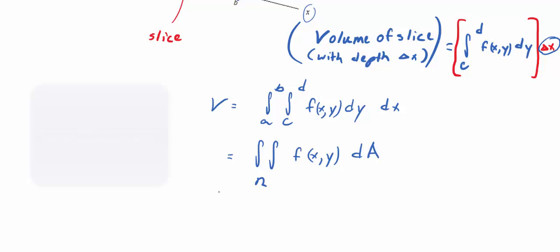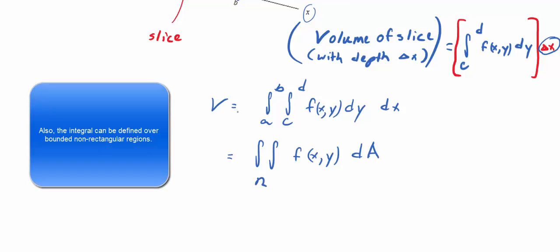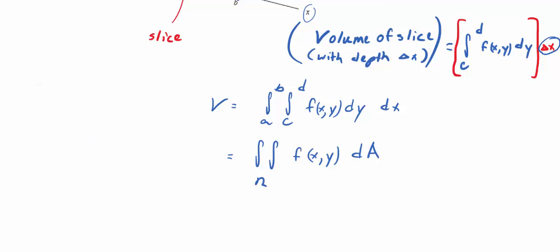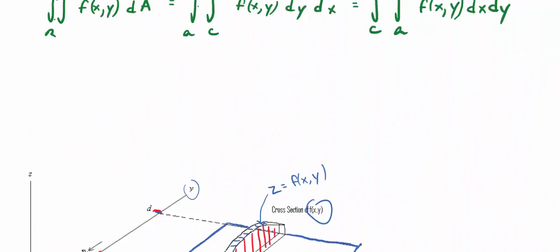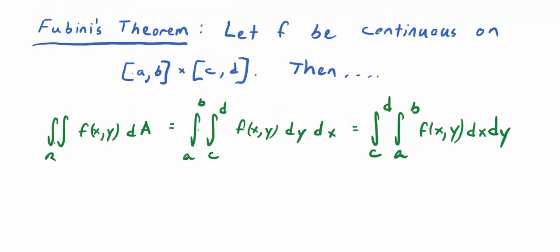And it works when f is not positive, so it doesn't have to represent volume. But it's a convincing argument when f is positive. Okay, that's what Fubini's theorem says. And there's no reason why you can't switch the slices around to get the other result as well.